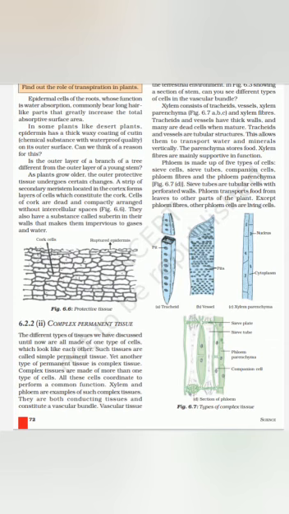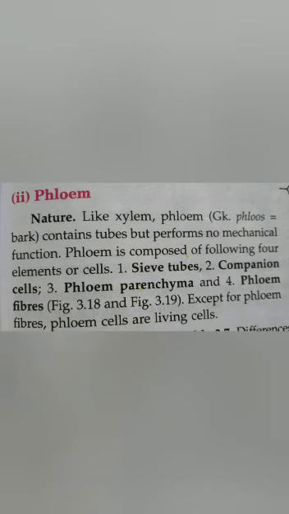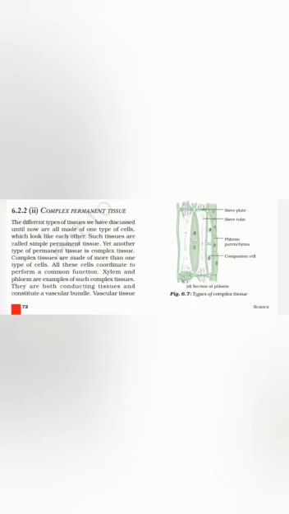Now let us discuss the phloem tissue. Like xylem, phloem also contains some components. 4 components are present in phloem tissue and these are sieve tubes, companion cells, phloem parenchyma, and phloem fibers. Except for phloem fibers, all the phloem cells are living cells. Now look at the picture of the phloem tissue.